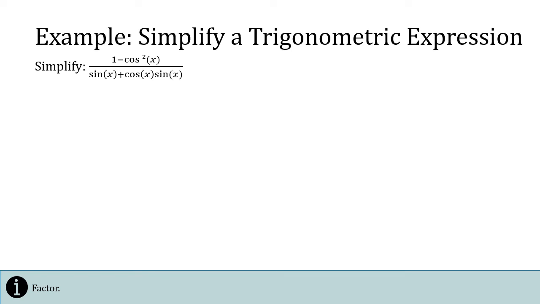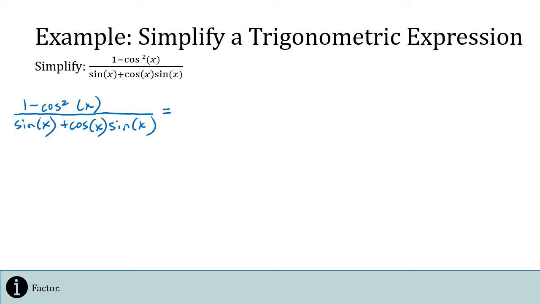All right, so let me start by writing out the original problem, which was 1 minus cosine squared of x over the sine of x plus the cosine of x times the sine of x. And I want to factor this. All right, so 1 minus cosine squared of x. This is where I feel like I could do one of 2 things.